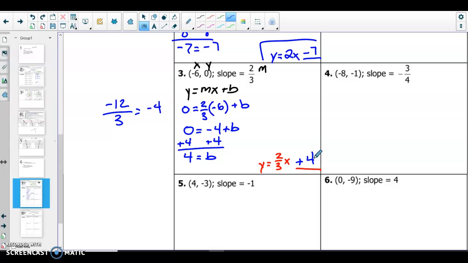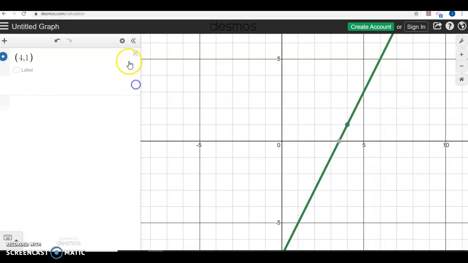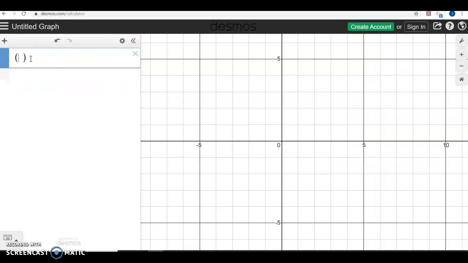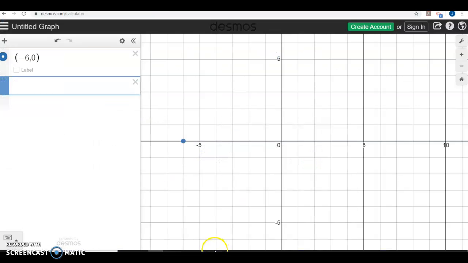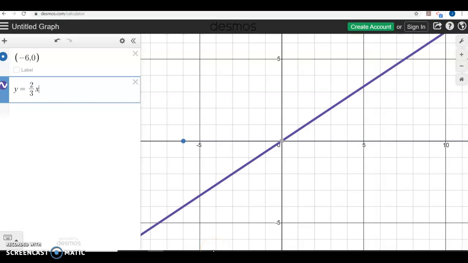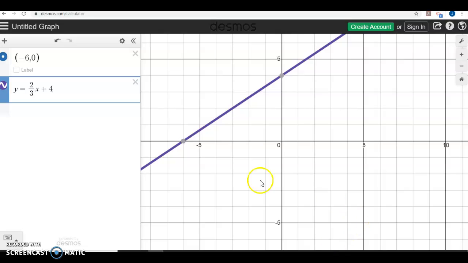Always a good habit. I'm just going to check really fast to see if this works the way that I intended it to. So I'm going to go back to Desmos. Our point was -6, 0. Okay, let's just change our point. -6, 0. Okay, here it is over here. And the equation of the line that we came up with was 2/3 x plus 4. Y equals 2/3 times x plus 4. You can see it goes through our point here, and we also know that it's got the right slope because there's our slope right there, or we can count the boxes. Up 2, right 3. Up 2, right 3, and so on.